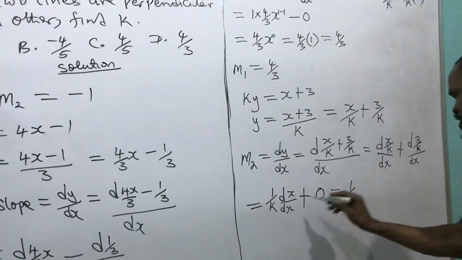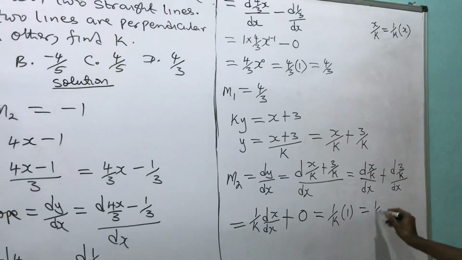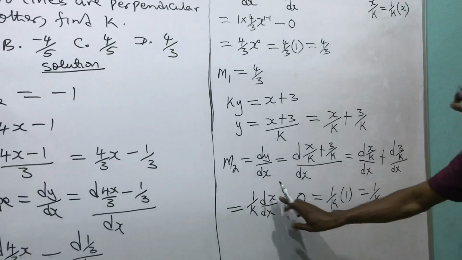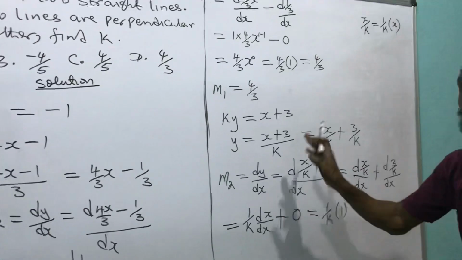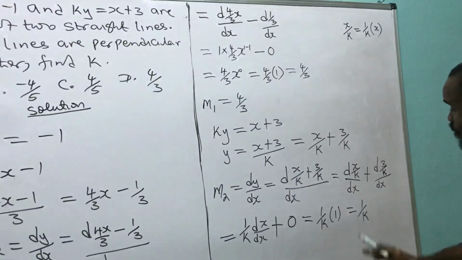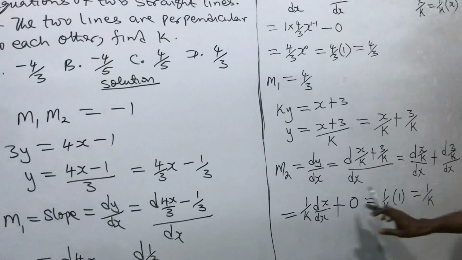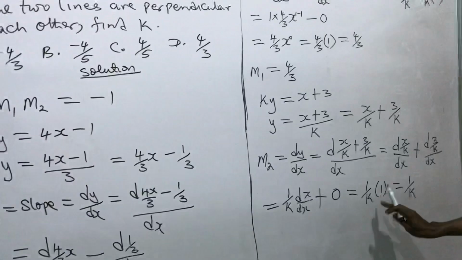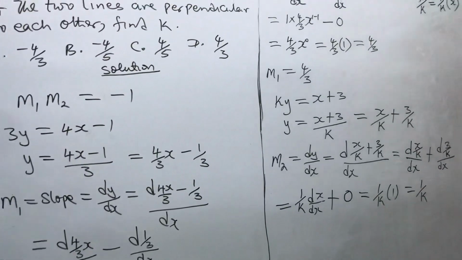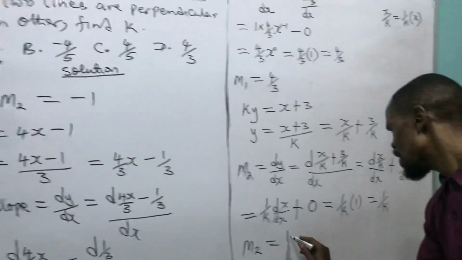Differentiating x will give me 1, and that will give me 1 over k. That's what I mean. Differentiating x, which is 1 times x minus 1 from it, anything with power 0 is 1. 1 times 1 is 1. So differentiating x dx will give me 1. Times this, I have m2 to be 1 over k.